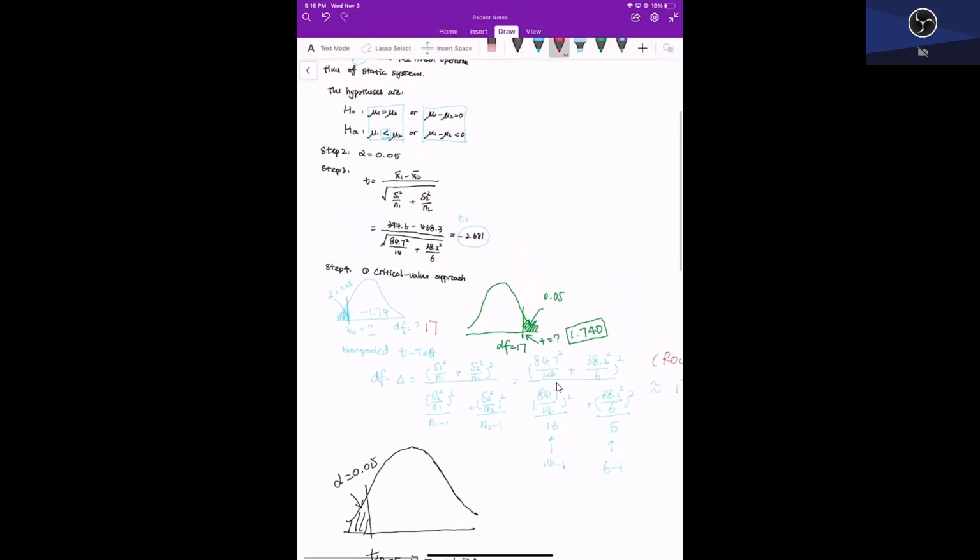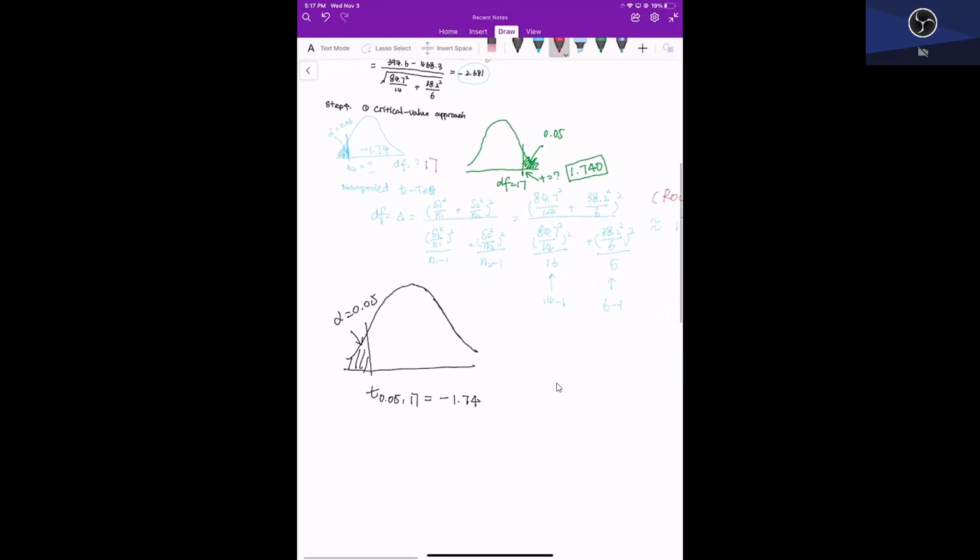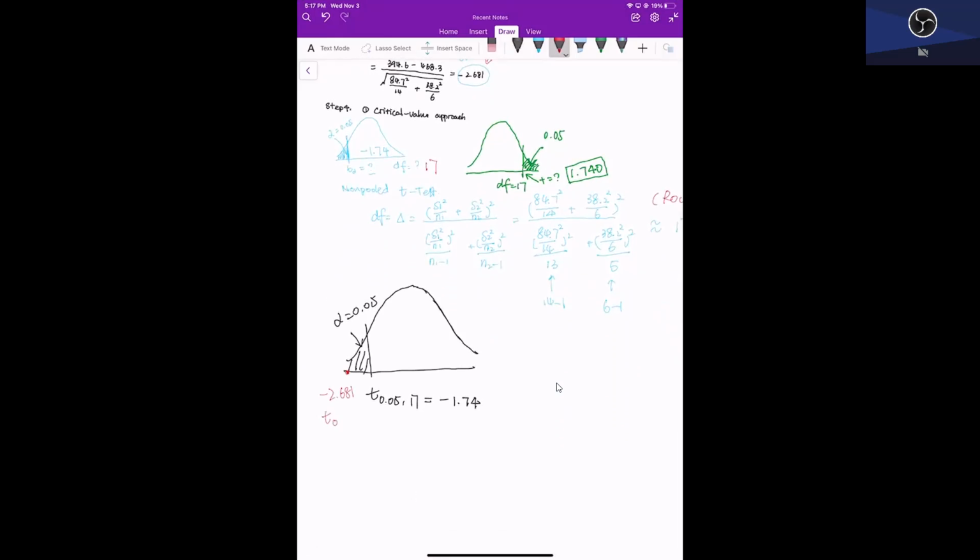And what we've got, T0 here, right? T0 here is negative 2.681. You're going to put that number into the plot. A negative 2.681 is definitely on the left side of your negative 1.74 because it's smaller than that.